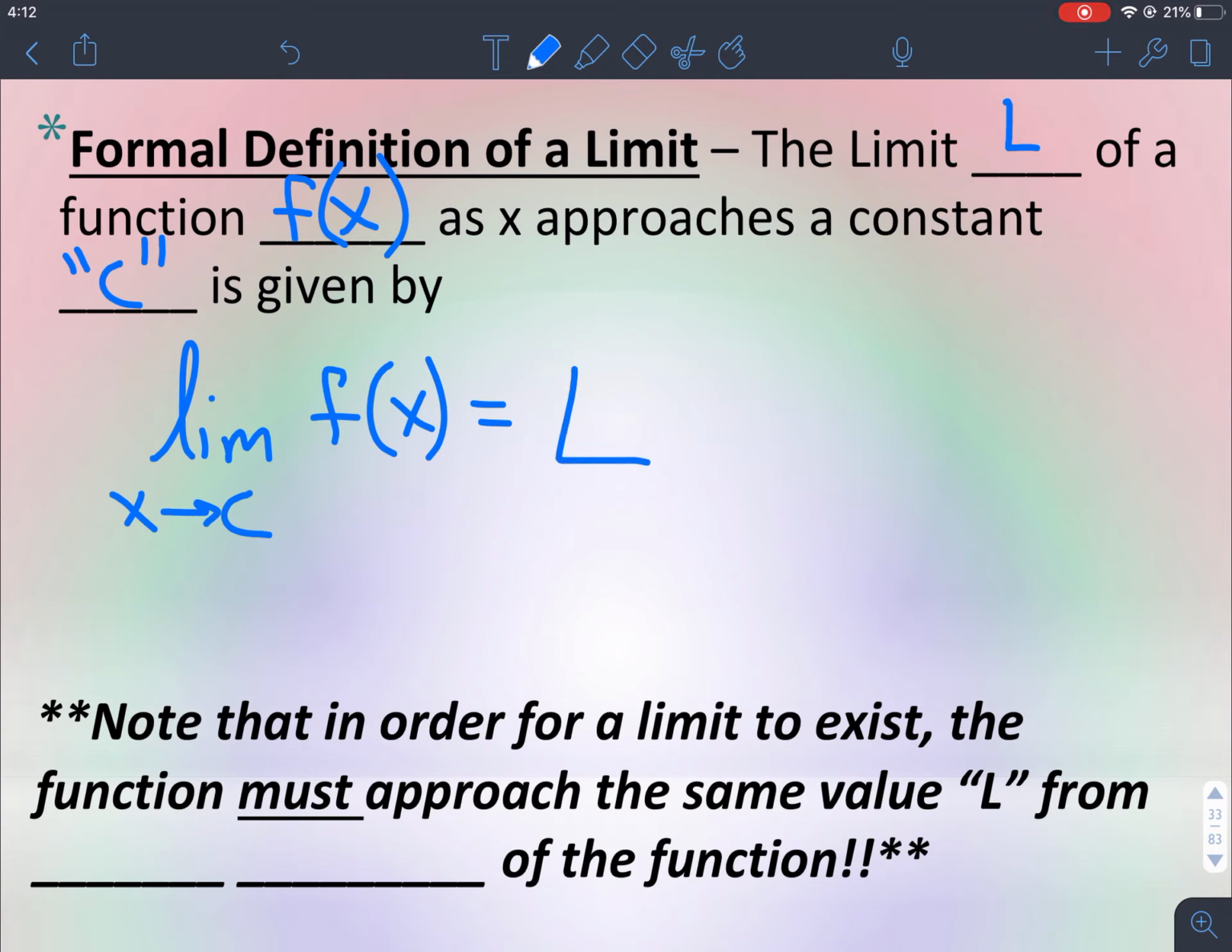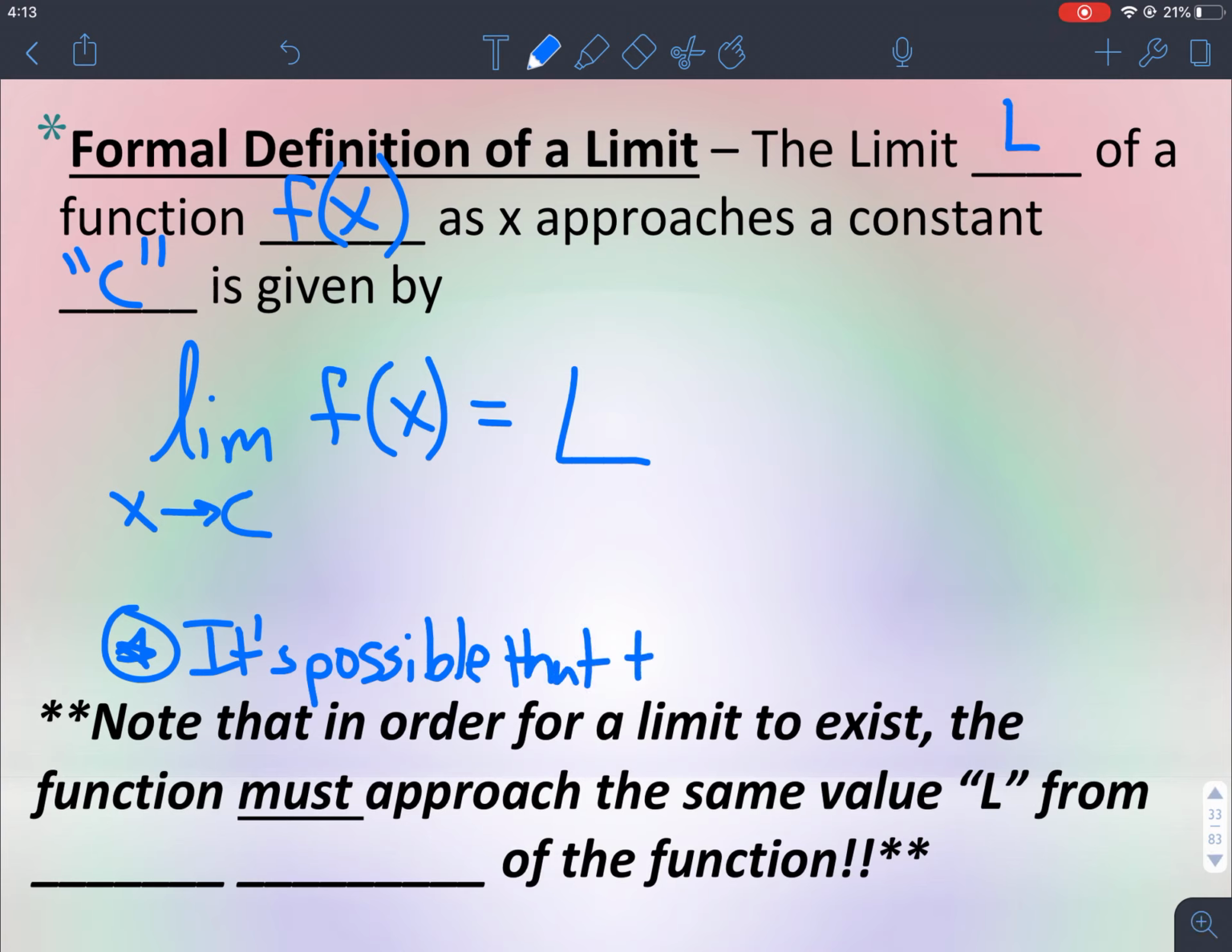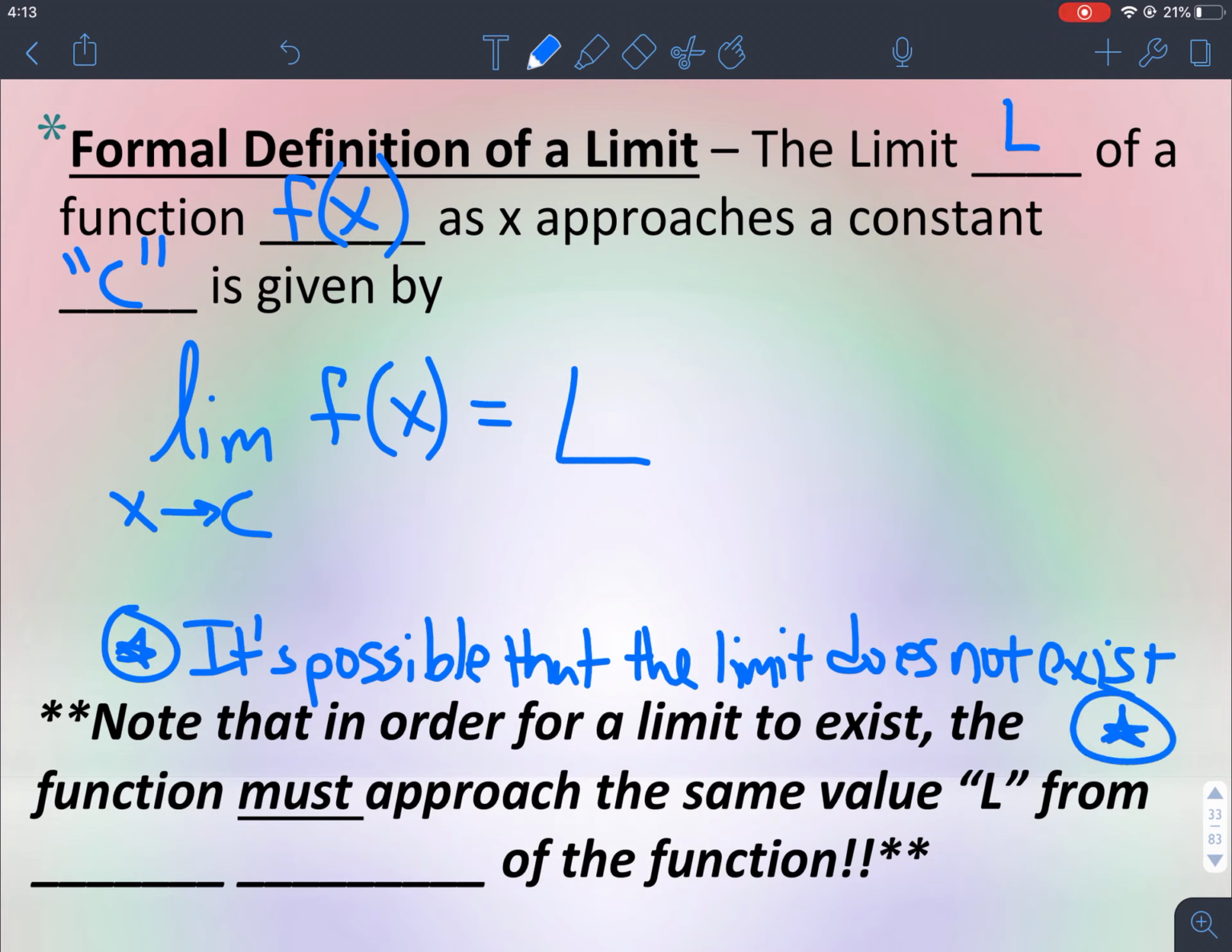Now, in just about any case, L is going to be a number as well. But there are times when it's possible that the limit does not exist. The reason for that is because the function must approach the same value L from both sides of the function. If that doesn't occur, then the limit will not exist.